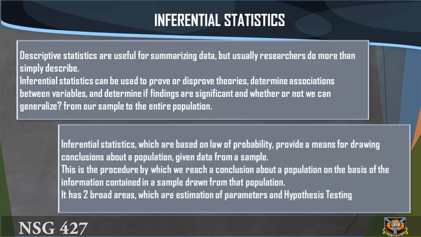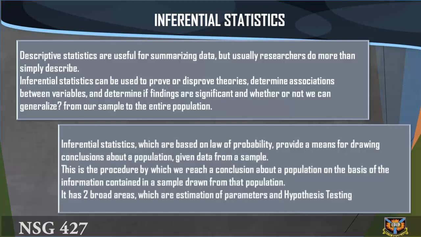Inferential statistics. Descriptive statistics are useful for summarizing data, but usually researchers do more than simply describe. Inferential statistics can be used to prove or disprove theories, determine associations between variables, and determine if findings are significant and whether or not we can generalize from our sample to the entire population. Inferential statistics, which are based on the law of probability, provide a means for drawing conclusions about a population given data from a sample. This is the procedure by which we reach a conclusion about a population on the basis of the information contained in a sample drawn from that population.